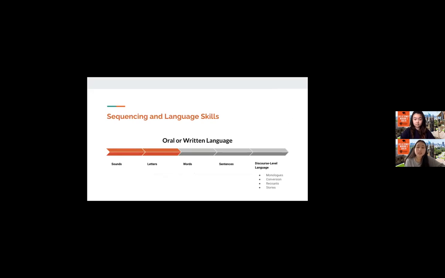In general, sequencing skills are important across all levels of oral and written language, including the use of sounds, words, sentences, and discourse level language. Discourse level language includes things like verbal written monologues, conversation, recounts, or stories.